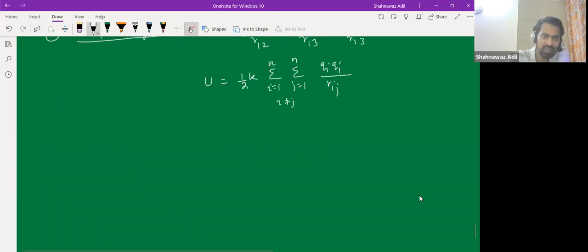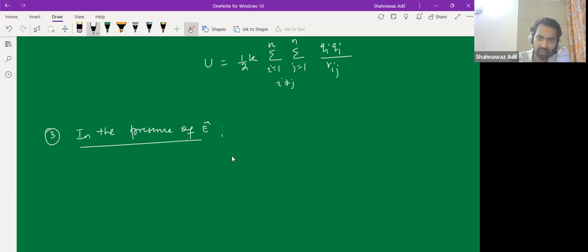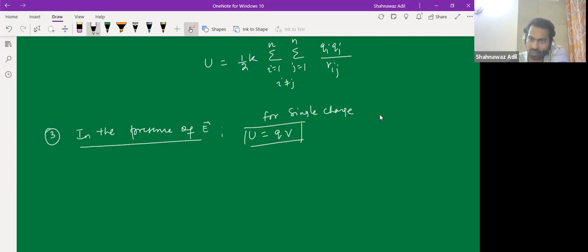And then we calculated the potential energy in the presence of an electric field. We calculated the potential energy to be Q into V for a single charge. So there was some electric field and some charge in it, which has some potential at this point. Then the potential energy was this, right?